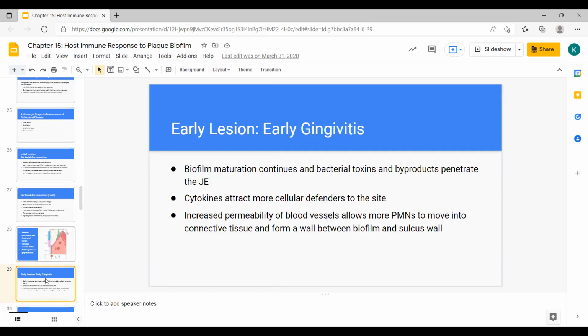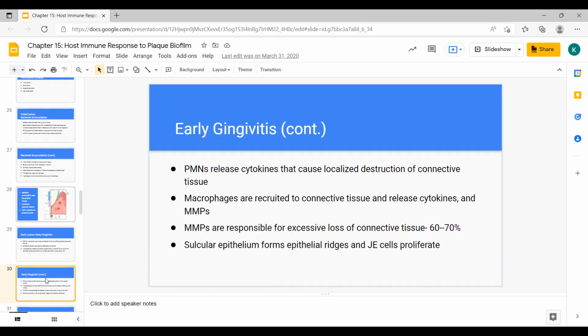Okay, and then when we reach that next phase, the early lesion, early gingivitis, biofilm maturation continues and bacterial toxins and bioproducts penetrate the junctional epithelium. The cytokines attract more cellular defenders to the site, and increased permeability of blood vessels allows more PMNs to move into the connective tissue and form a wall between the biofilm and the sulcus wall, okay? The PMNs release the cytokines that cause localized destruction of the connective tissue.